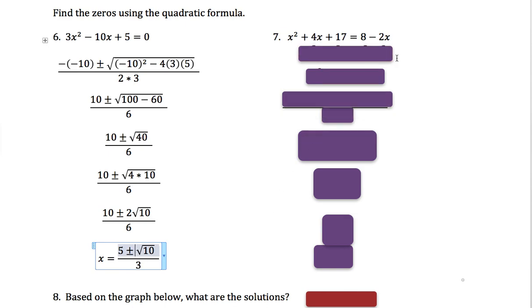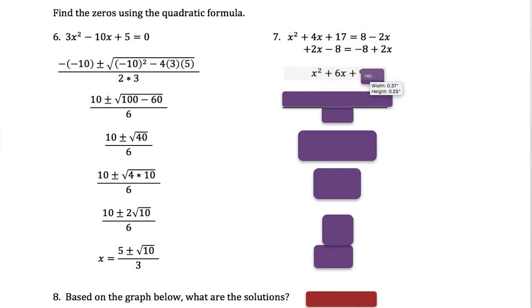Okay, number 7. Again, we need to move this 8 and the -2x to the other side. So we're going to add 2x to both sides, and we're going to subtract 8. When we do that, we get x squared plus 6x plus 9 is equal to 0. Now that we have the standard form, we can plug everything into the quadratic formula. Our A is 1, our B is 6, and our C is 9.